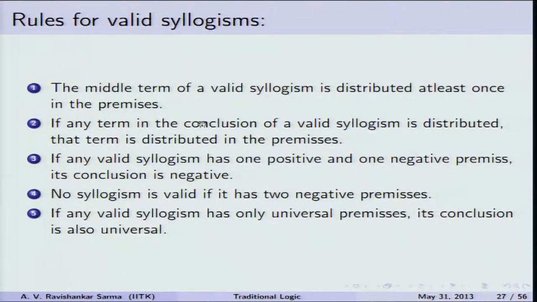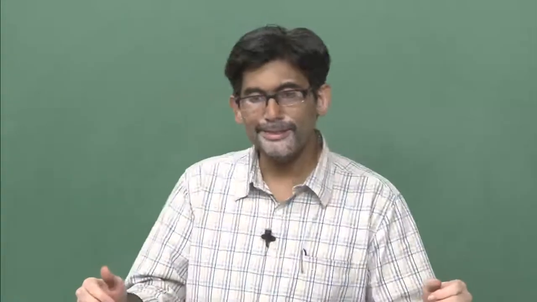The first rule is that the middle term of a valid syllogism has to be distributed at least once in the premises. If it is not distributed at least once in the premises, then it is considered to be an invalid syllogism. So we need to know what we mean by distribution. A term is distributed when it refers to the whole class that it refers to.